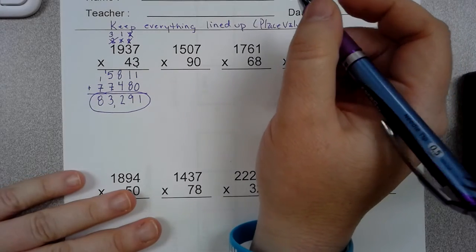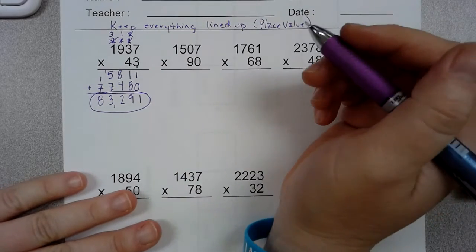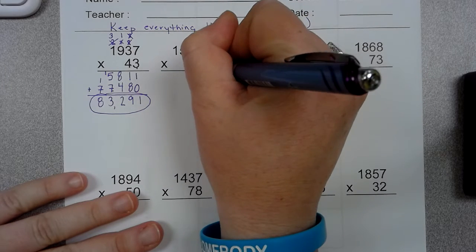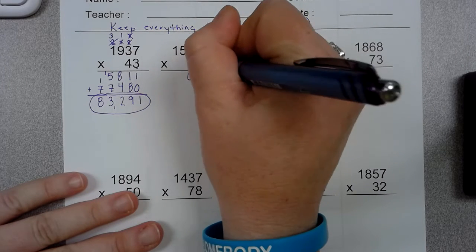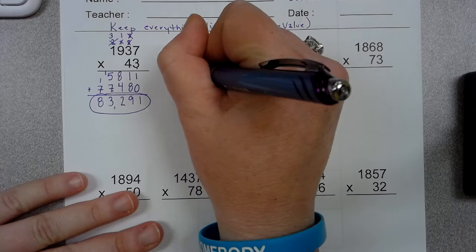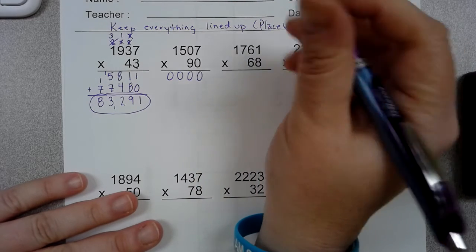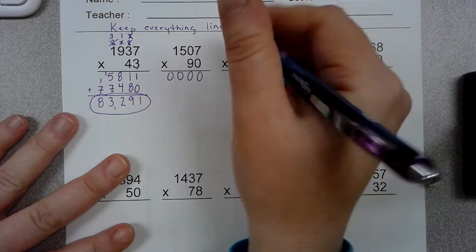1,507 times 90. The easiest thing to do right here. We're multiplying times 0. 0 times 7 is 0. 0 times 0 is 0. 0 times 5 is 0. 0 times 1 is 0. Pretty simple, huh? Now we're going to move over to the 9.